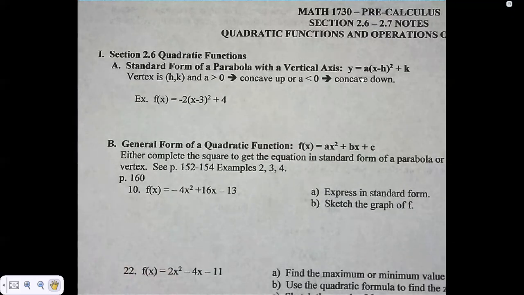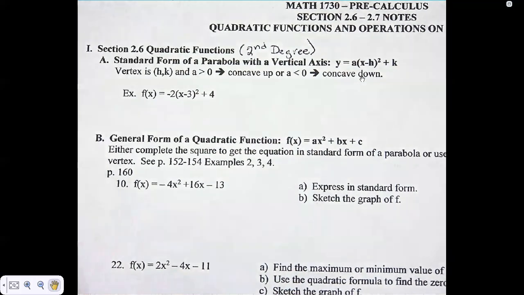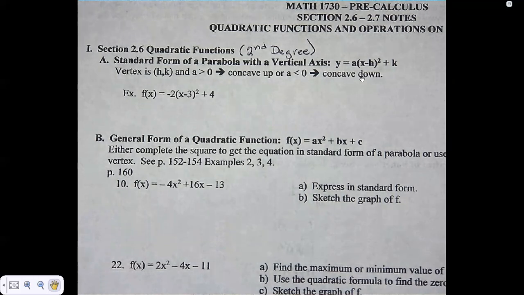Just a reminder, quadratic function, how do you identify them? Highest power is 2, so it's second degree functions. And quadratic functions are usually given to us in one of two different forms. Standard form, or I like to call it center radius form. That's what some books call it, not center radius. Vertex form. Some books call this vertex form, and I like that because you can look at it and see the vertex based on what you know about horizontal and vertical shifting.